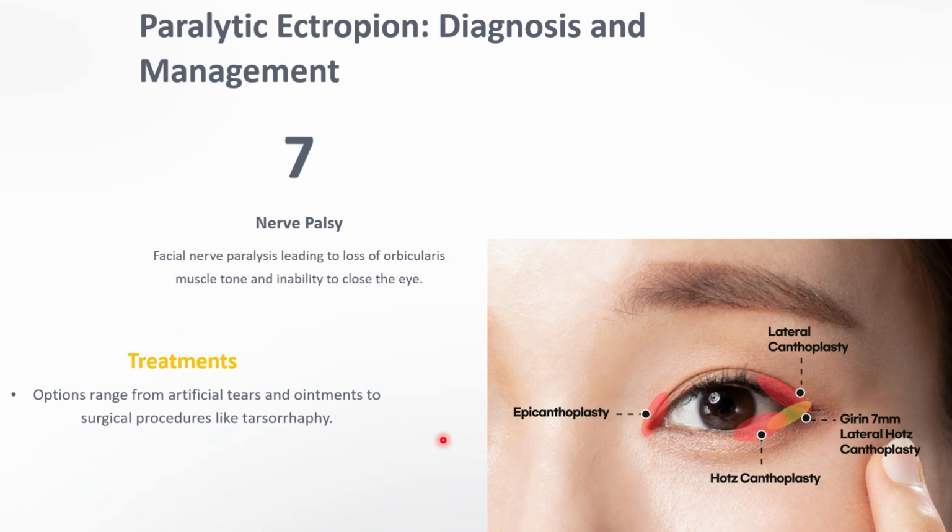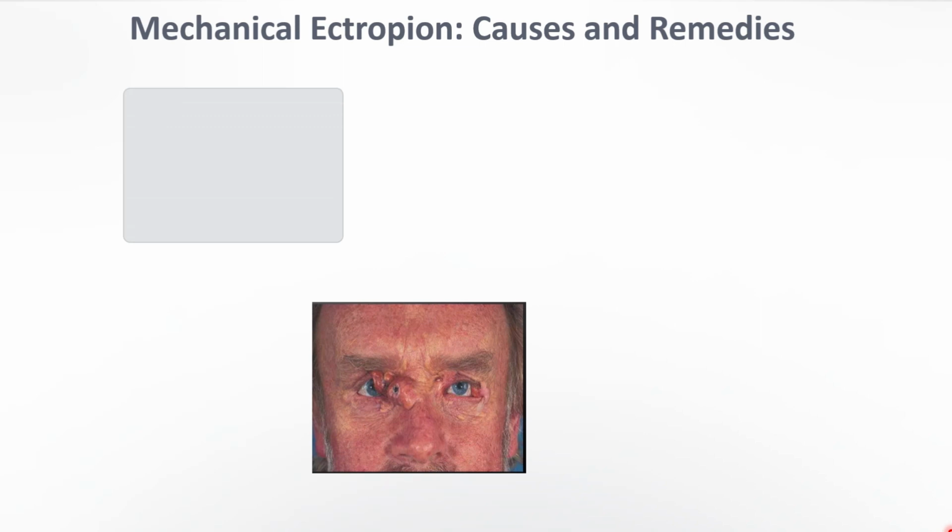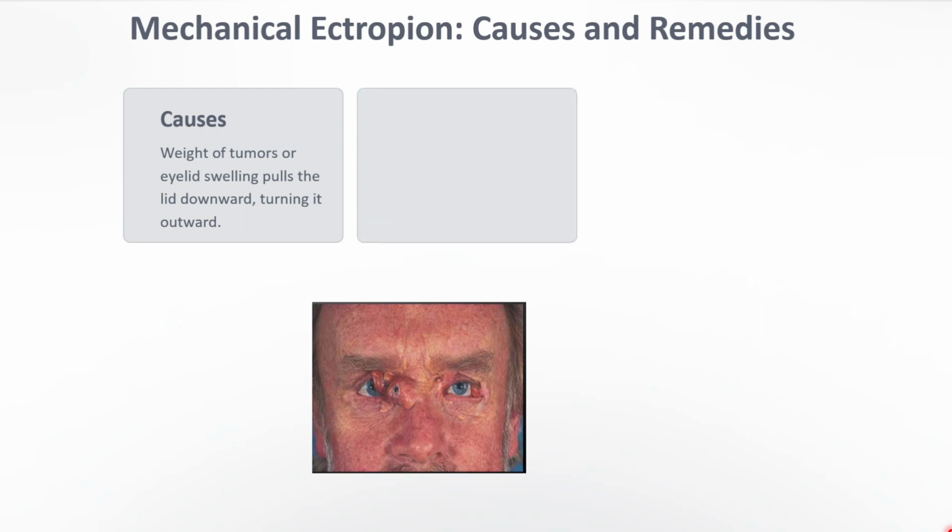Now, come to the fourth part of the acquired ectropion, that is mechanical ectropion. So, mechanical ectropion happens when there is a big lump on the eyelid that pulls it down because of its weight. So, the mechanical factors such as tumors or masses pulling the eyelid down make the eyelid turn outward. These lumps can be either benign or malignant. Sometimes, if there is a lot of swelling in the eyelid, it can also contribute to this problem.